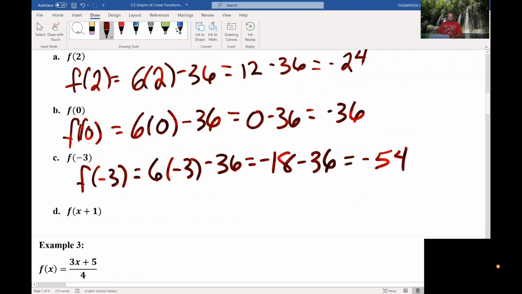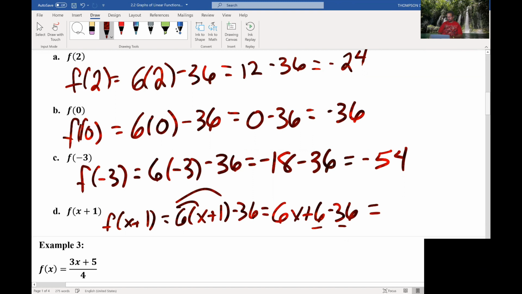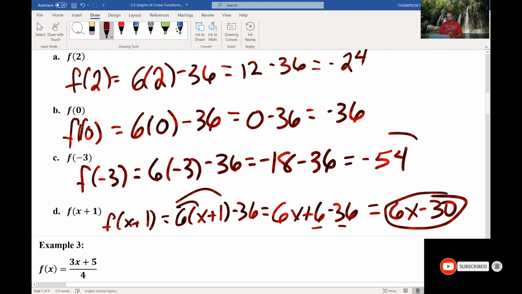Last example, we have f of x plus 1. So all that means is we're going to plug in x plus 1 into 6x minus 36. So we'll have 6 times (x plus 1) minus 36. We distribute. So it'll be 6x plus 6 minus 36. Combine your like terms. 6 minus 36 is negative 30. So we have 6x minus 30. And we are done.